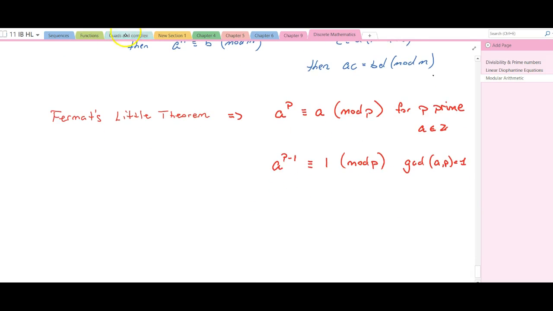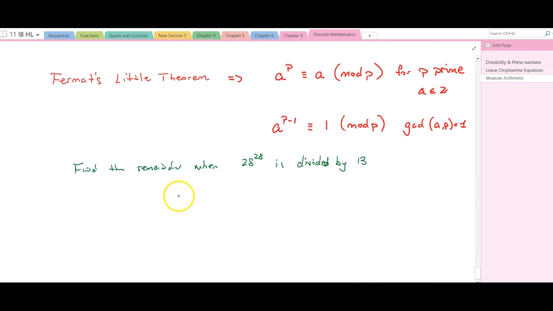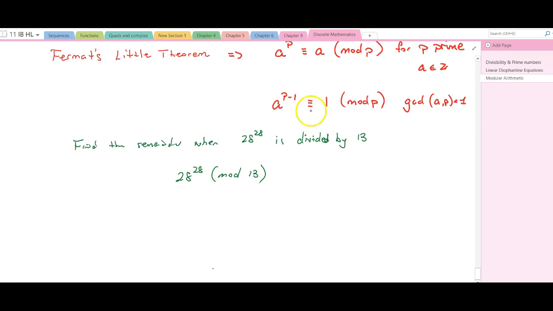Okay, so let's use that now to look at an example from the book. Find the remainder when 28 to the power of 28 is divided by 13. So what this is asking is, find 28 to the power of 28 mod 13. What's that equal to? Well, can we use Fermat's theorem here? Mod 13 is prime, so this is looking good.